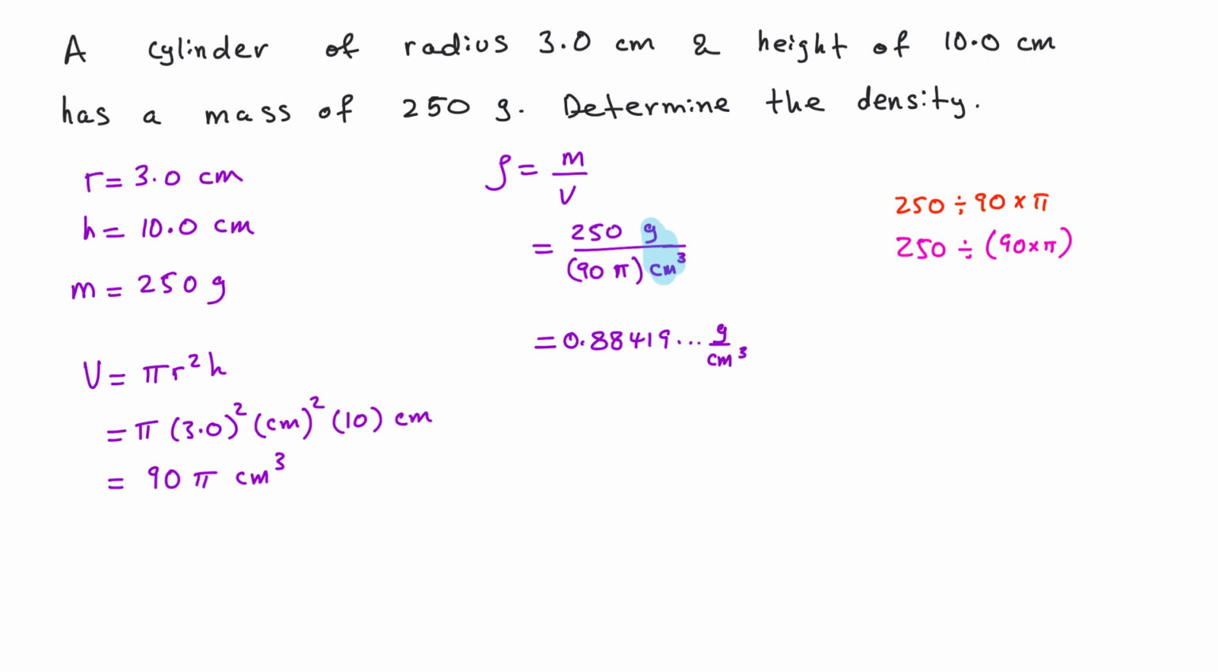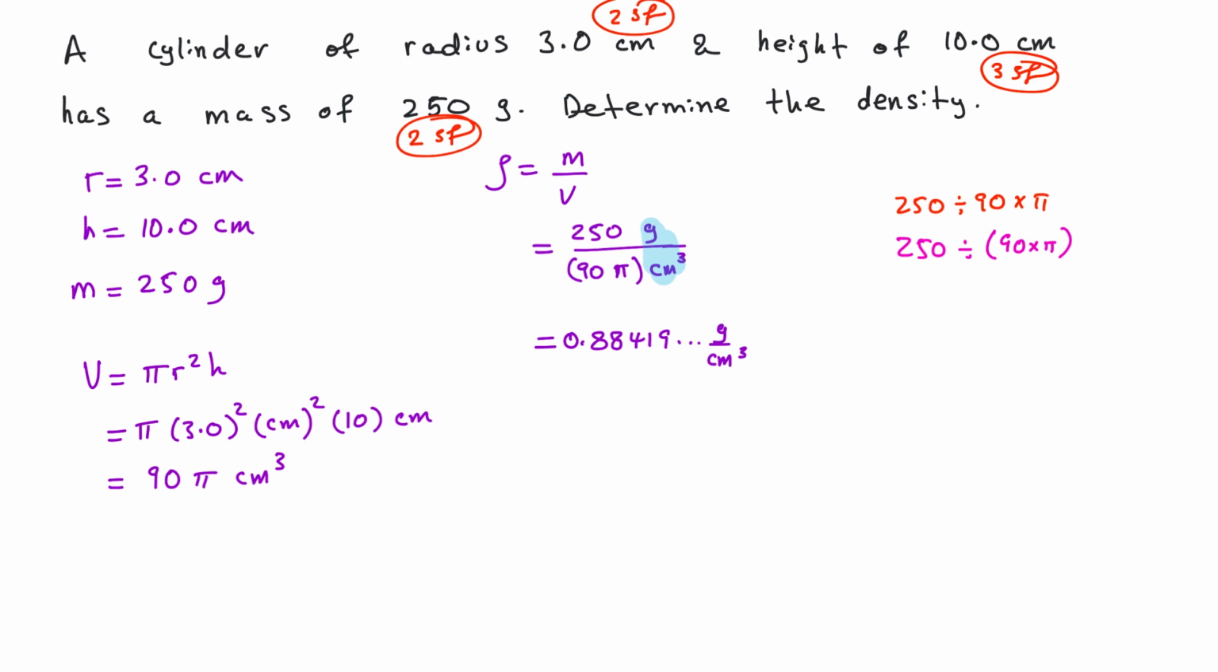Now, I have to go back and look at the number of significant digits. I have 2 significant digits here in my original question. I have 3 significant figures or digits here, and I have 2 significant digits here. And I will have to use the least when it comes to my final value.